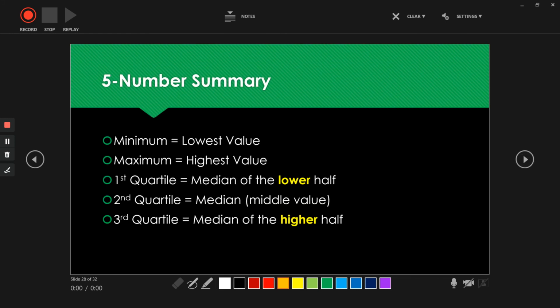All right. So the next thing that we like to look at when we're trying to analyze our data is the 5-number summary. So we look at 5 different numbers: the minimum or the lowest value, the maximum, the highest value, the first quartile, second quartile, and third quartile. Second quartile is the same thing as the median. So basically we're kind of dividing the data into 4 pieces, right? With the 5-number summary.